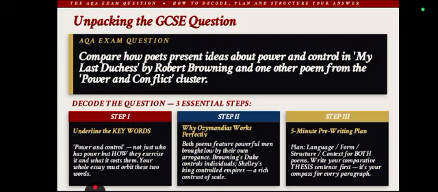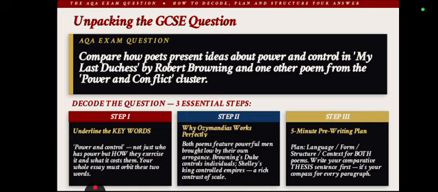Now for questions and then steps to follow. The GCSE-like question: compare how poets present ideas about power and conflict in My Last Duchess by Robert Browning and one other poem from the Power and Conflict cluster. Now these are three essential steps to follow. Number one is to underline the key point. Now note, power and control is one.